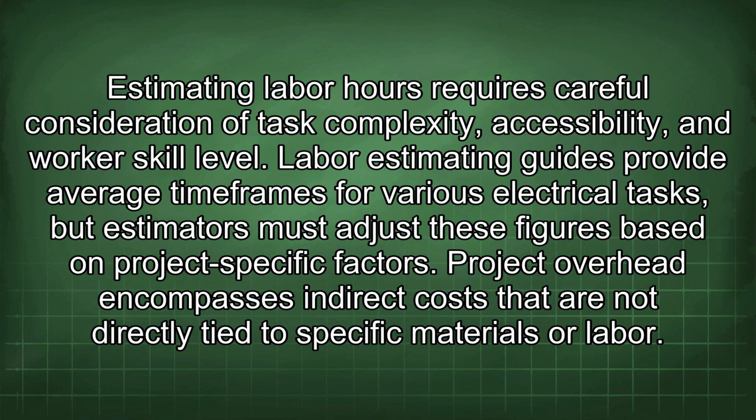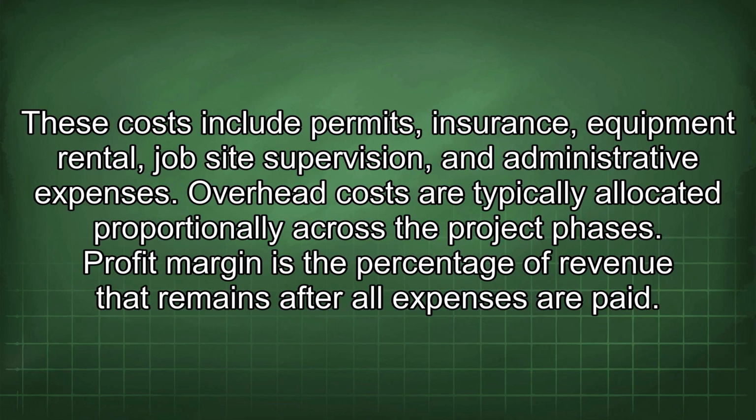Project overhead encompasses indirect costs that are not directly tied to specific materials or labor. These costs include permits, insurance, equipment rental, job site supervision, and administrative expenses. Overhead costs are typically allocated proportionally across the project phases.